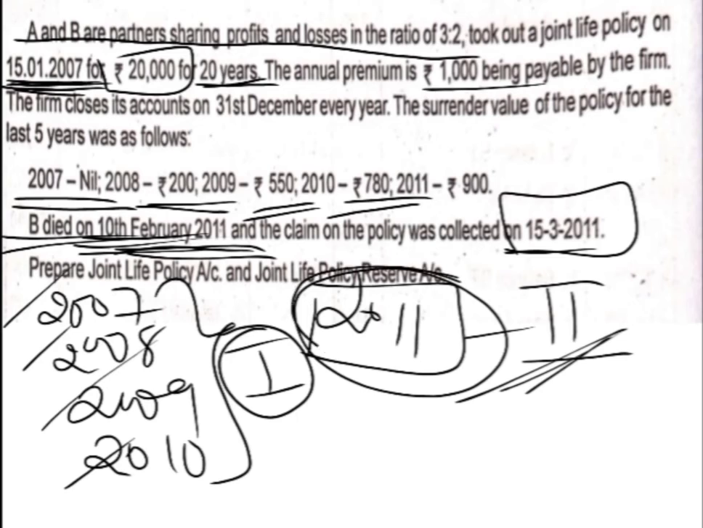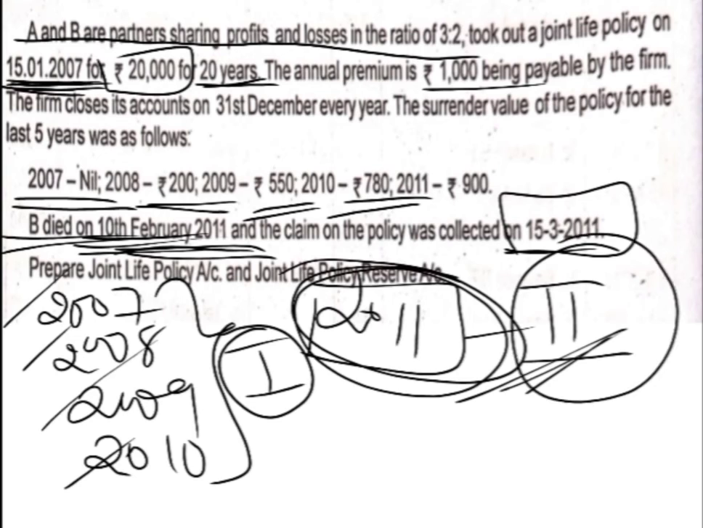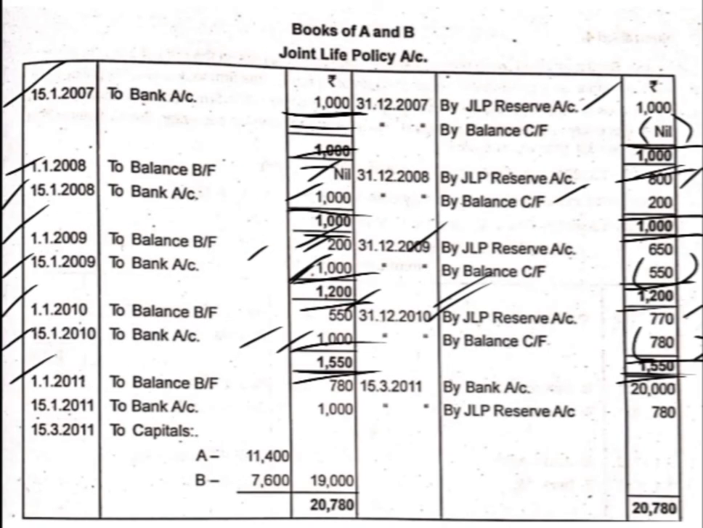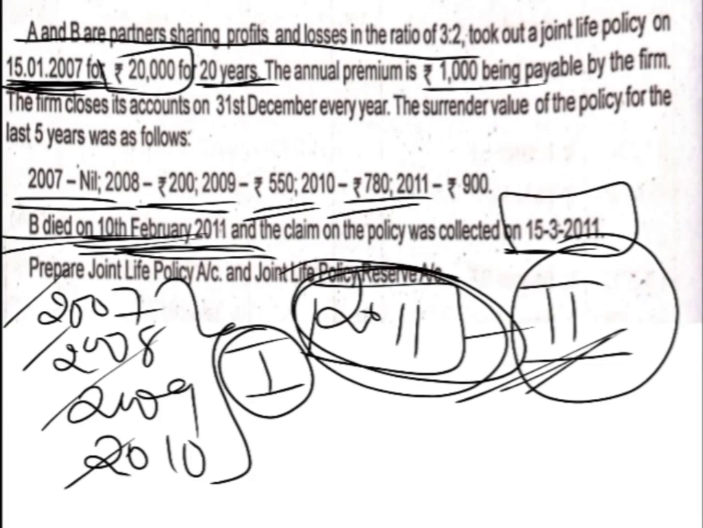Okay. Now we are in the year 2011. 2011 is the year in which the policy has matured because of the death of one of the partners. So which set of entries do we have to pass here? That is the second set of entries. But here we have to verify whether the partner died before making the annual payment of the annual premium or after. The payment becomes due on 15/1/2011, but the partner died on 10th February 2011. So we have to make the entry for paying the fifth annual premium on 15/1/2011, joint life policy account debit to bank account. Thereafter, on 10th February 2011, one of the partners, that is B, has died, but the policy amount was recovered from the insurance company on 15th March 2011.